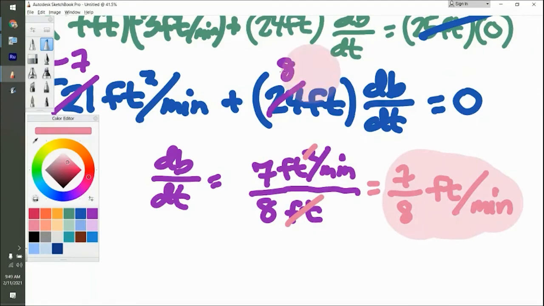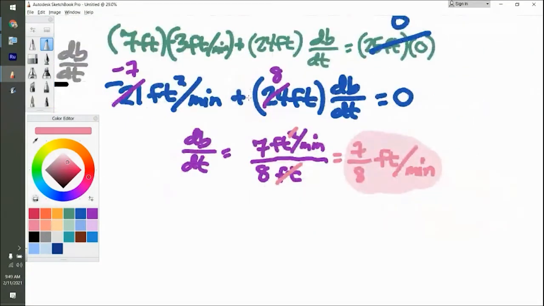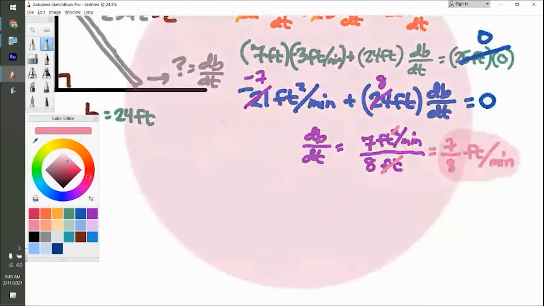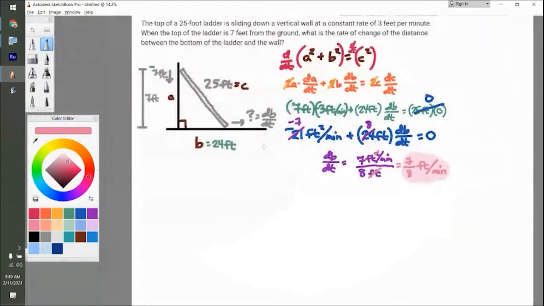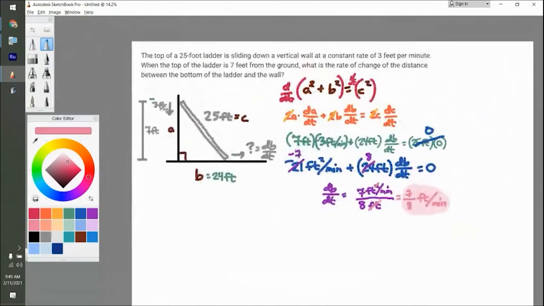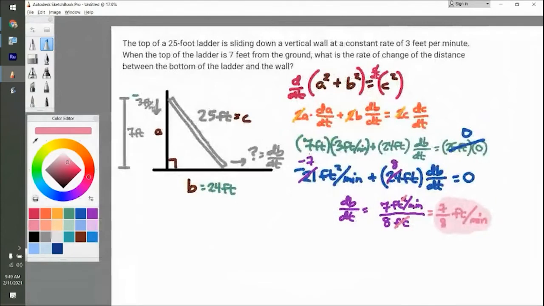Now, say I didn't make that negative 3. You would just have a negative 7/8 feet per minute. But you should notice that the rate is actually going positive. So it's one of those, you really understand the problem as a whole, then you can notice if you mix something up like that with the negatives. Okay. Questions on that one?